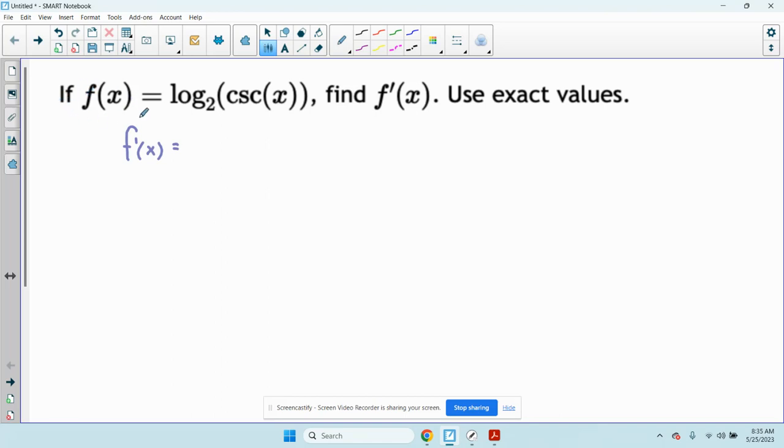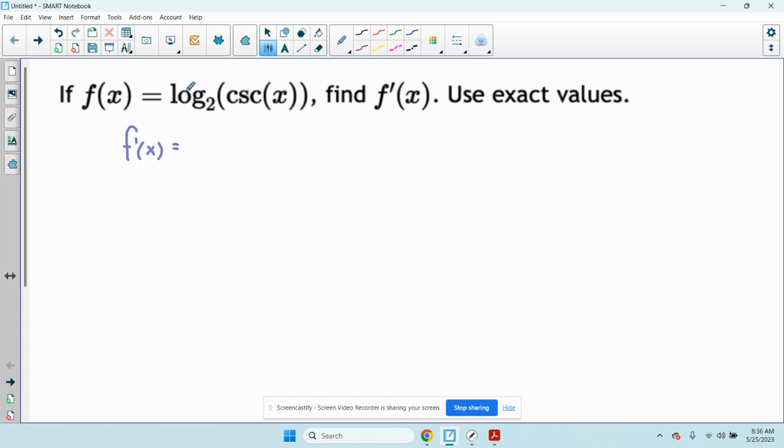Okay, so we have this function f of x equals log base 2 of cosecant x. Find the derivative. First thing you should kind of notice here is that you have what we would call nested functions. We have the function of cosecant x nested inside this log base 2 of x.